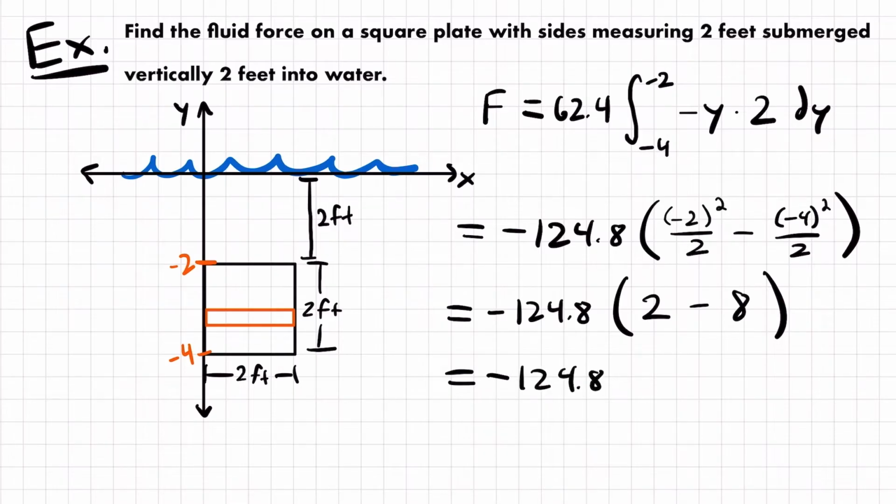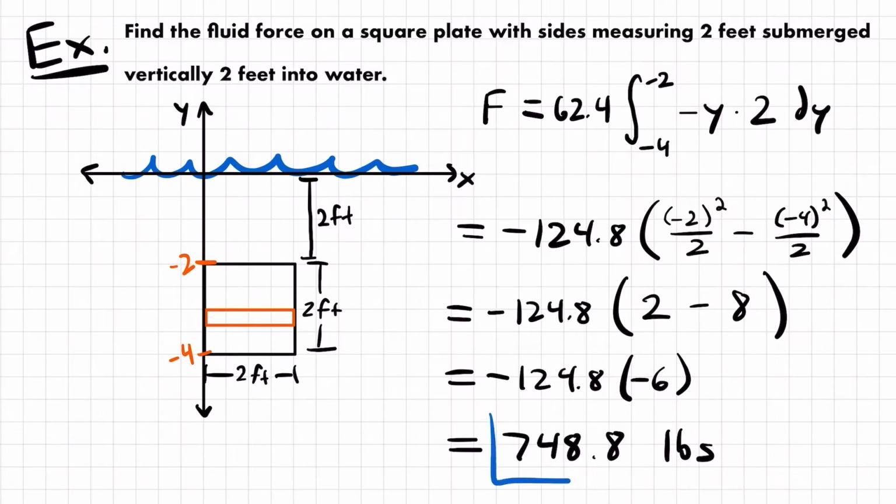-124.8 times -6. And if we multiply those two values together, we will have that the fluid force is equal to 748.8. And then our units are going to be in pounds since we are working with the imperial system, right, because we're using feet. And so the units of force will be in pounds. And so 748.8 pounds is the fluid force on this square plate that has been submerged vertically in water.